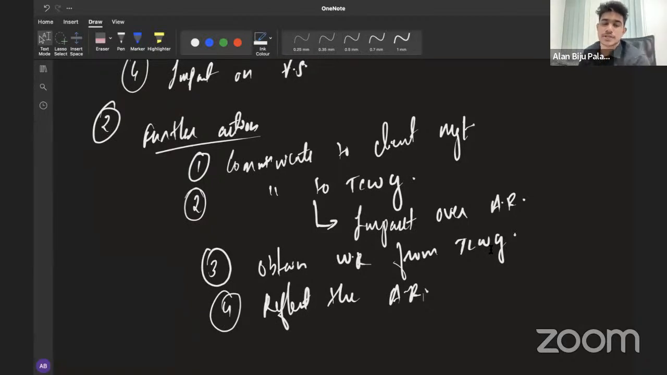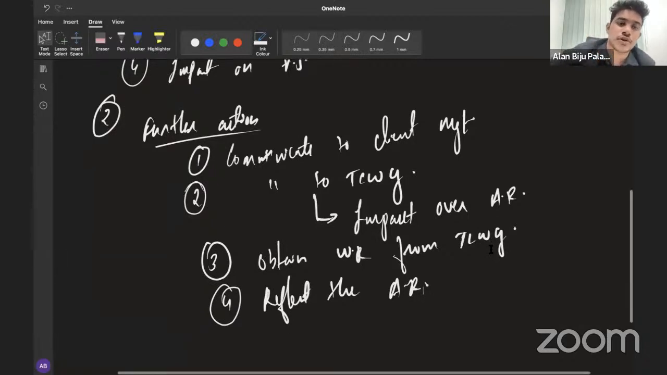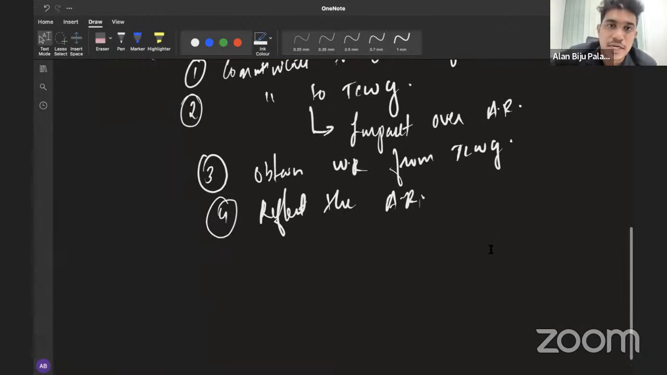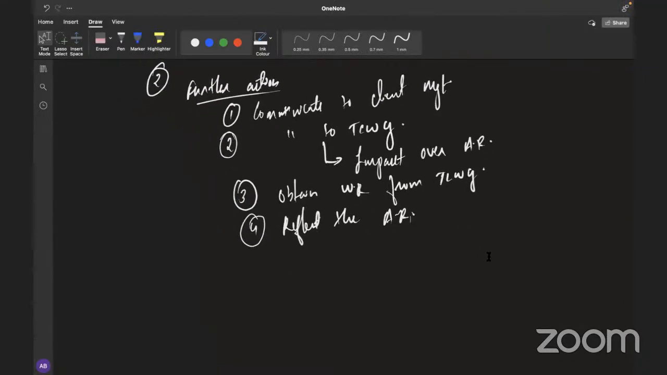So when you write the further action, you should clearly specify what you have to communicate to the client's management. Then you have to communicate to those charged with governance. Then what will be the impact created over the auditor's report? Then you need to mention obtaining written representation. And finally, you need to reflect it in the auditor's report. This is what you need to provide as part of the further action. Is that clear, everyone? Yes, sir.